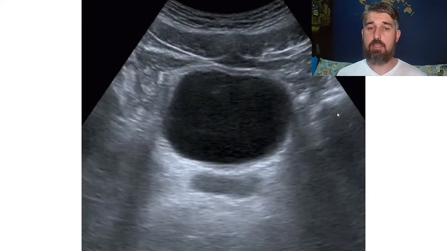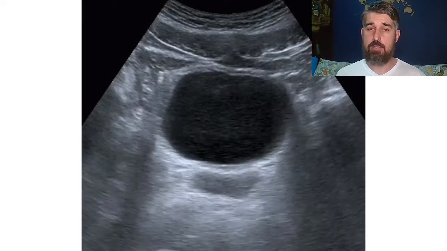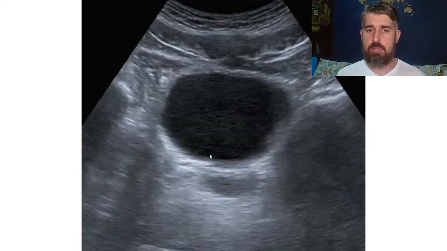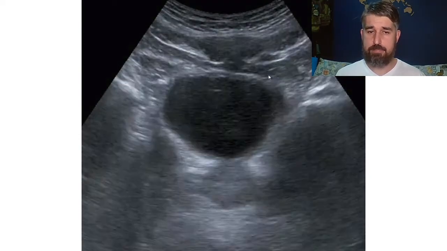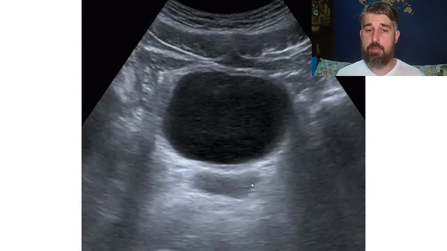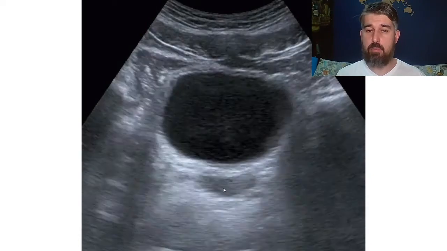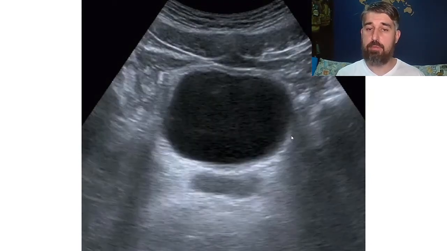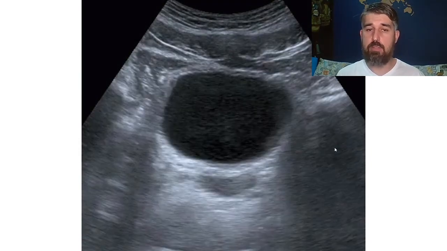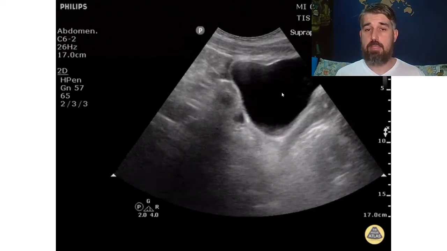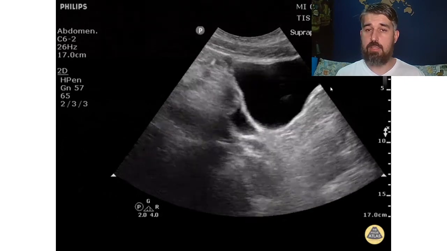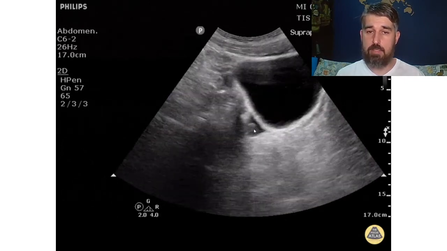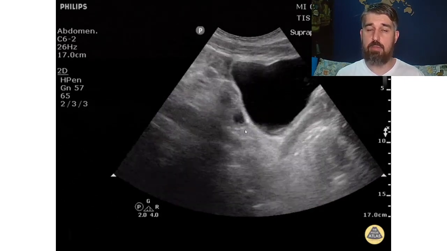And lastly, the window we are going to check is the suprapubic one. Here we see the bladder, as this is a male patient. Underneath it, we may see the prostate. So we are going to check for free fluid, and in this case, we don't see it. In this image, we can see the full bladder, and here we see free fluid outside it.